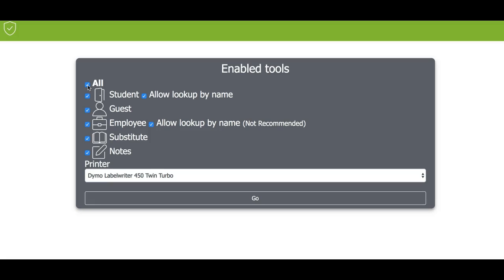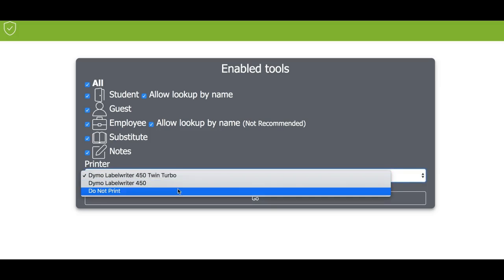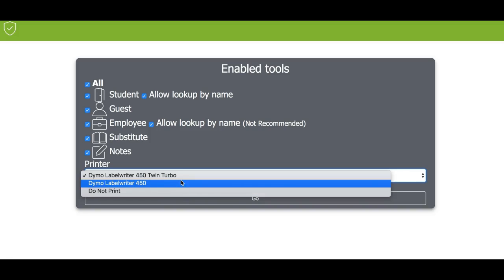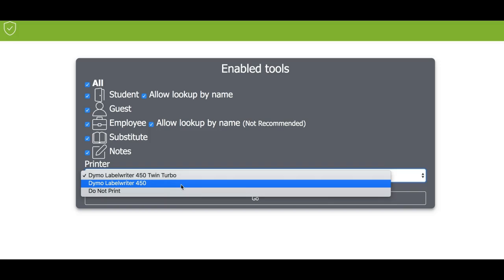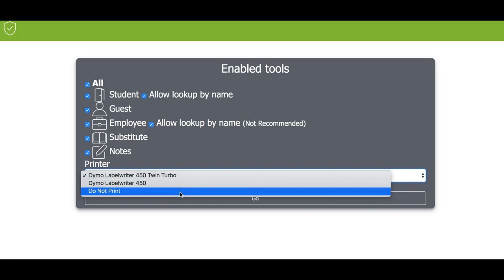For your printer, since we had it set on the settings page for choose on login, I can now decide which printer I want set for this kiosk. This can be the Twin Turbo, which will print the name tags for my guests and my subs and my student check in and out slips, or it could be a single printer, or I can simply leave it set to do not print.